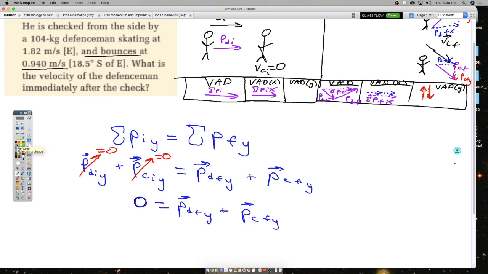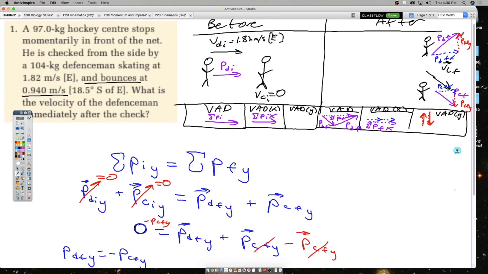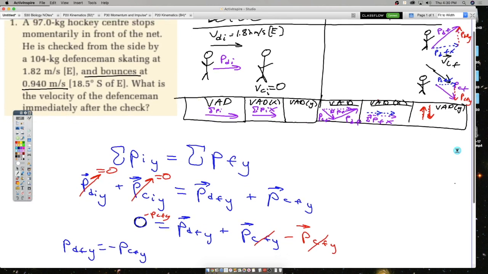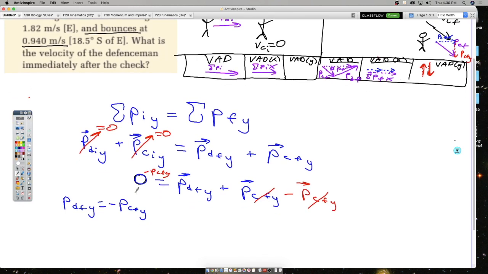Okay, we care about the velocity of the defenseman, so let's just isolate. And look at that. Another thing that we knew had to be true. What did we say? We said if this guy's going to have some momentum down, the other guy better have the same amount of momentum, but up. In other words, equal, but in opposite directions. Hey, mathematically, that's exactly what this is saying. Equal, but in opposite directions with opposite signs.